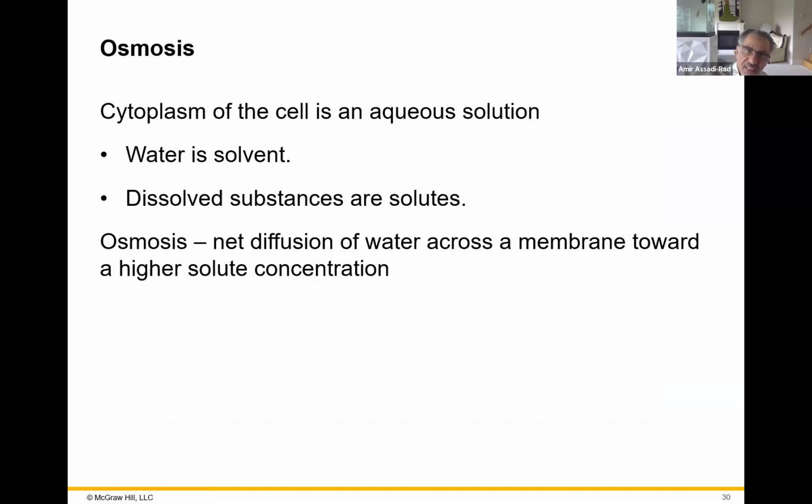Cytoplasm of a cell is an aqueous solution. Water is solvent. Dissolved substances are solute. Osmosis is net diffusion of water across a membrane toward a higher solute concentration. That's the definition I gave you. I gave you movement of water molecules from high concentration to low concentration through a membrane, wherever water molecules are more, from outside of the cell to the inside of the cell, or from inside of the cell to the outside of the cell. There is osmosis through a membrane.